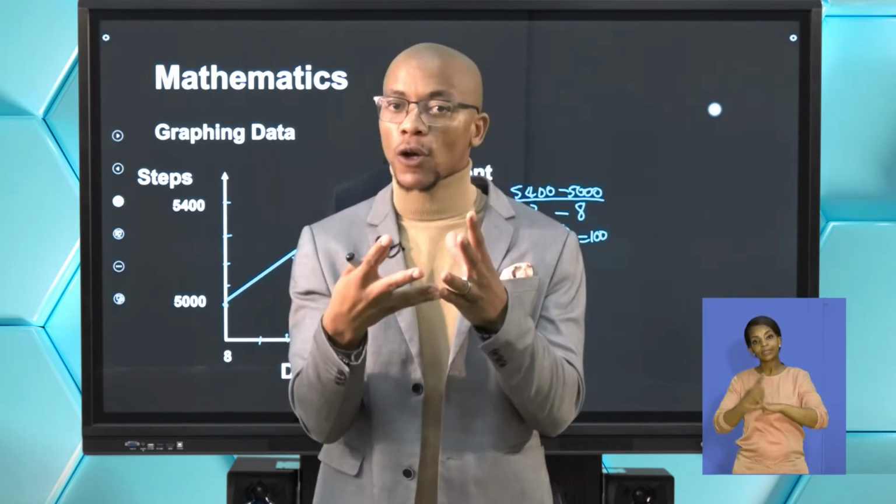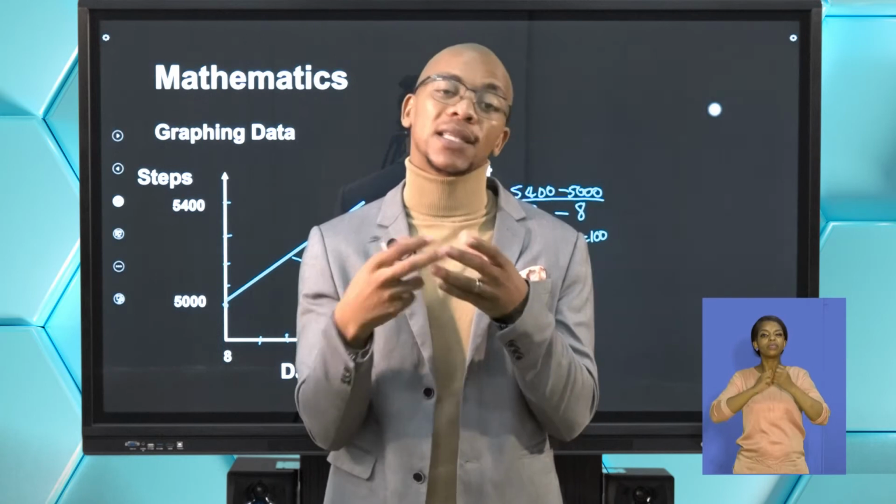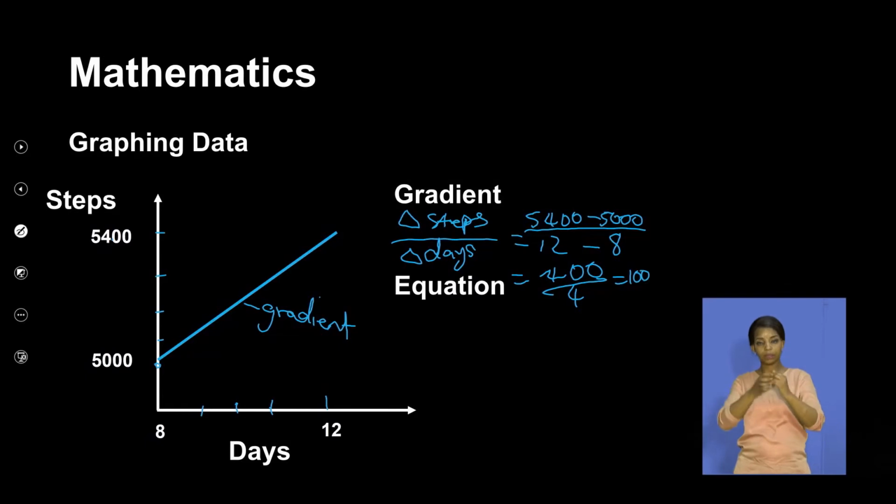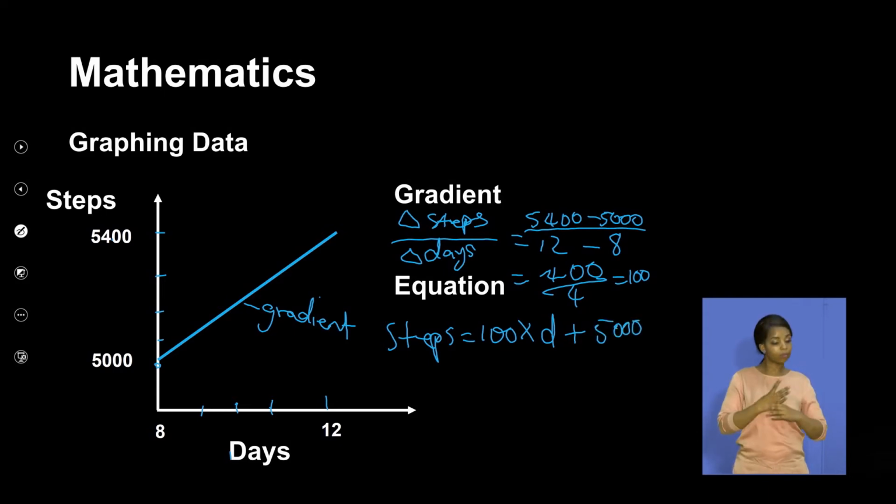Now let's try and develop a model, which in this instance will be an equation that we will use to talk about this. If I want to find the equation here, I will say my equation is going to be: the steps equals my gradient, which is the 100, multiplied by d. The d represents the number of days, then plus the initial number of steps that the person walked. So maybe let's look at day 8, right?